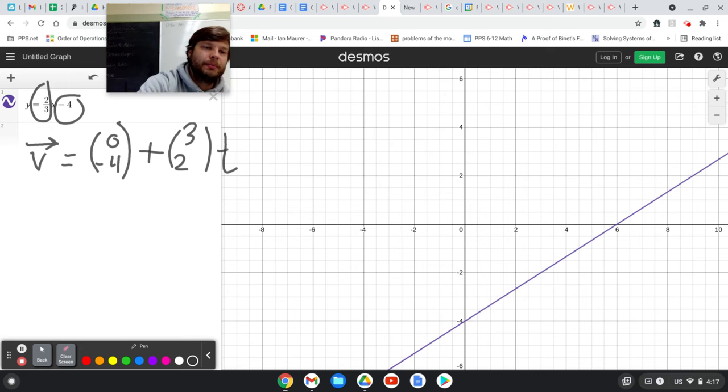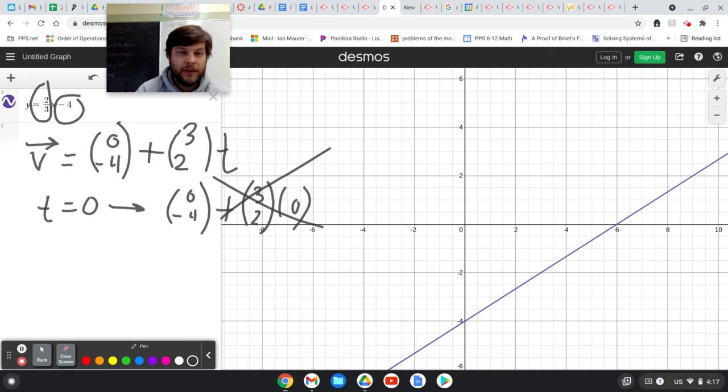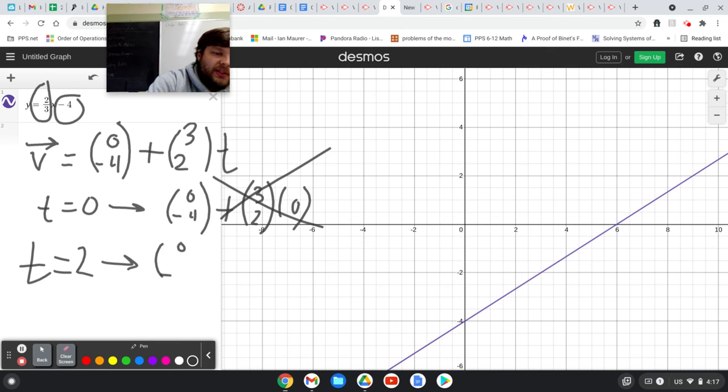So let's do an example. Let's say that t is equal to 0. What does that tell me? That tells me that I start at 0, -4, and I add 3, 2. How many times do I add it? 0 times. Well, doing something 0 times can cancel out, and 0, -4 is one of the points on our line. If I wanted to try t equals 2, then I would start at 0, -4, and I would add 3, 2 times 2.